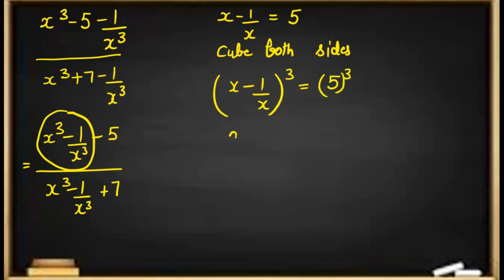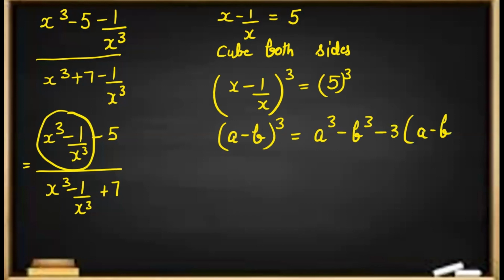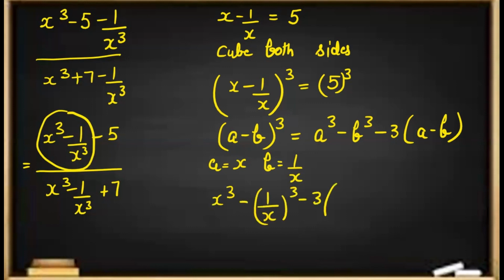We'll use the formula here: a minus b whole cube is equals to a cube minus b cube minus 3ab times a minus b. Here we have x as a and 1 by x as b. So we'll get x cube minus 1 by x cube minus 3 times x minus 1 by x is equals to 5 cube, which is equals to 125.